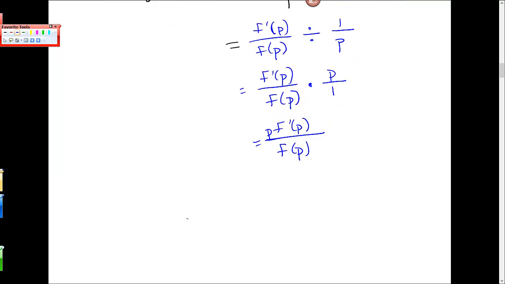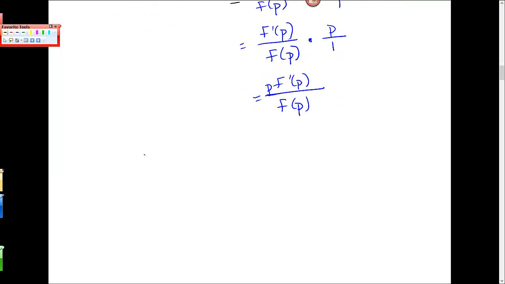Okay. Now, this is a great candidate. I want to say we're trying to find elasticity. So this piece, p times f prime of p over f of p, is a great candidate for elasticity. It tells me how the percent that demand is changing over the percent change in price.